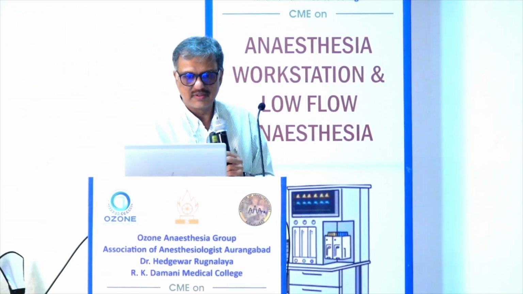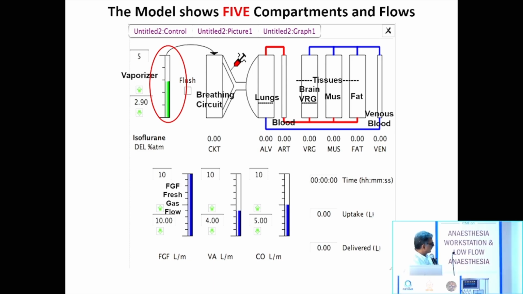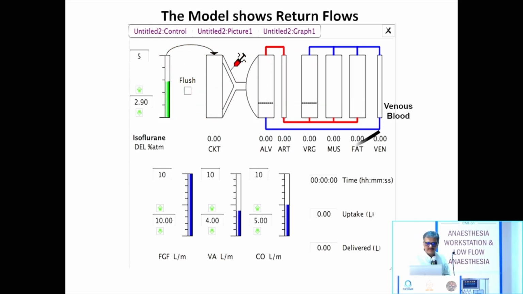So this is the basic understanding of the entire system. This is the vaporizer, breathing circuit, lungs, blood, tissues, vascular rich group, muscle, fat, reversal of flow from the agent, from circuit to alveoli, cardiac output, alveolar artery cardiac output. So it's showing the agent's traveling path. How it works.